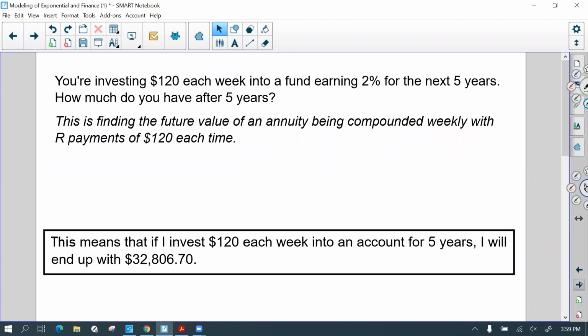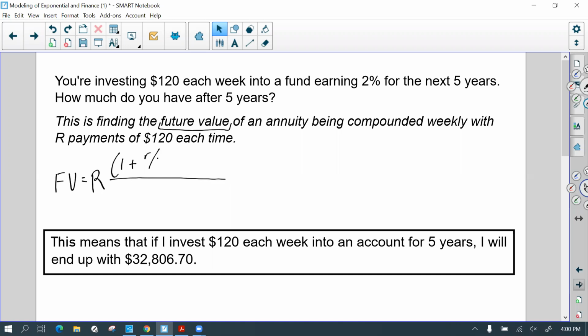Let's practice. So you're investing $120 each week into a fund earning 2% for the next 5 years. How much will you have after 5 years? This is a good thing. We're finding the future value. So the future value of an annuity is the payment times this big fraction, 1 minus 1 plus the annual rate over how often you put it in. Oopsie, nope, I'm doing the wrong one.